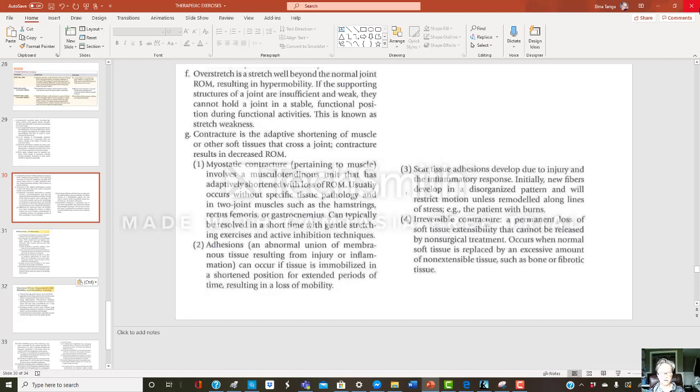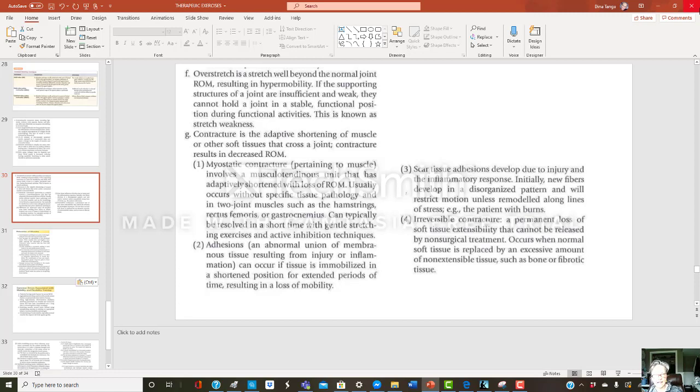Myostatic contracture, pertaining to muscle, involves a musculotendinous unit that has adaptively shortened with loss of range of motion. Usually occurs without specific tissue pathology and in two-joint muscles such as the hamstrings, rectus femoris, or gastrocnemius. Can typically be resolved in a short time with gentle stretching exercises and active inhibition techniques.